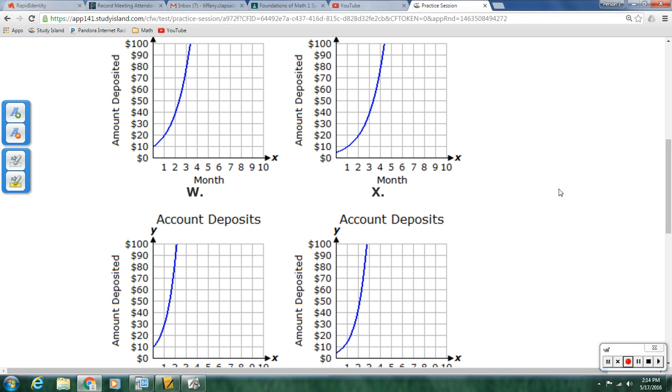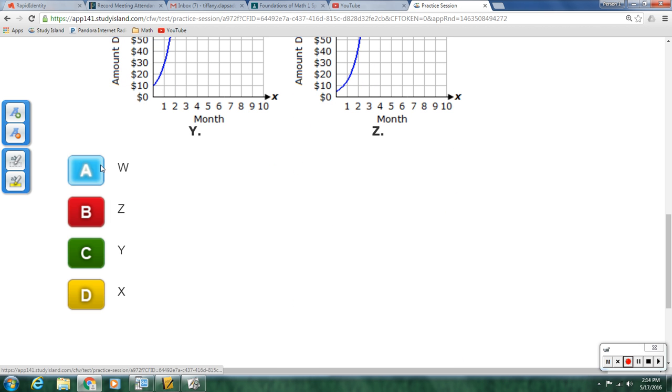All right, so if you have $10 when you first start, how much are you going to have the next time it doubles? 20, all right? So does that one go to 20? Does that one go to 20? Right there's 20. That's 20. The blue line's over here. Right there's 20. That's not 20. That's 20. So it should be W. So take it to W.